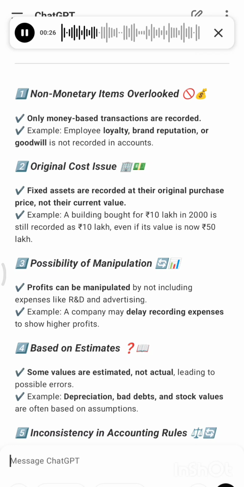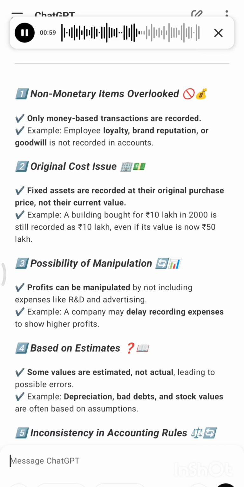Original cost issue. Fixed assets are recorded at their original purchase price, not their current value. Example: a building bought for 10 lakh in 2000 is still recorded as 10 lakh, even if its value is now 50 lakh. Possibility of manipulation. Profits can be manipulated by not including expenses like R&D and advertising. Example: a company may delay recording expenses to show higher profits.